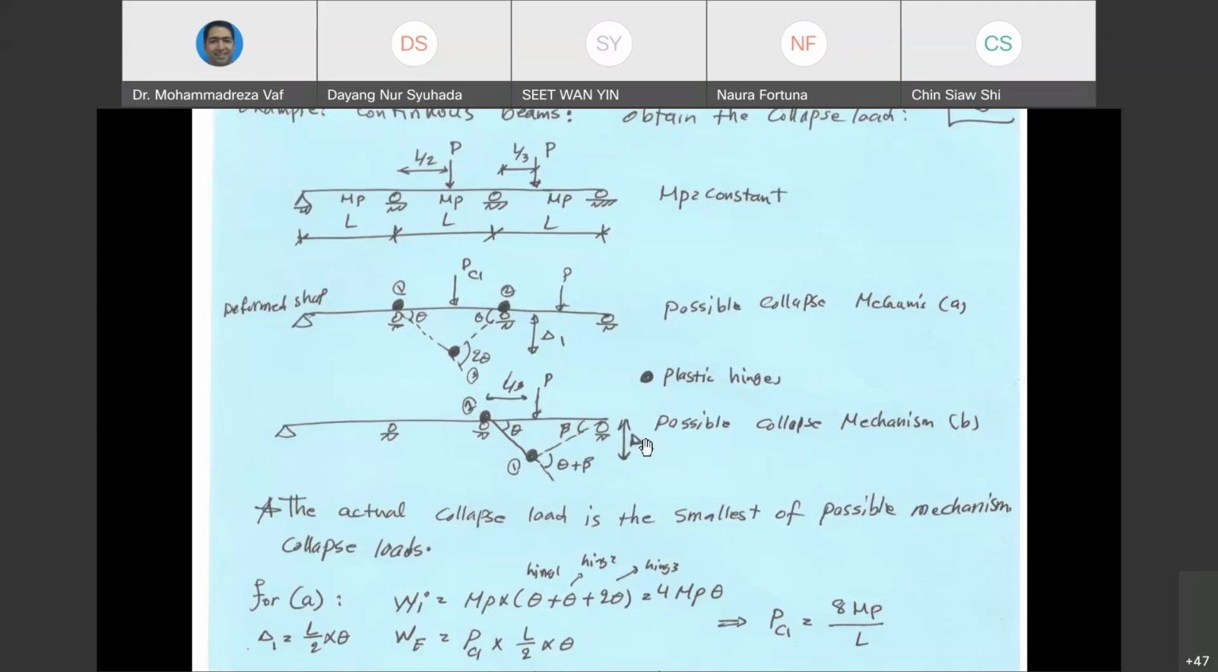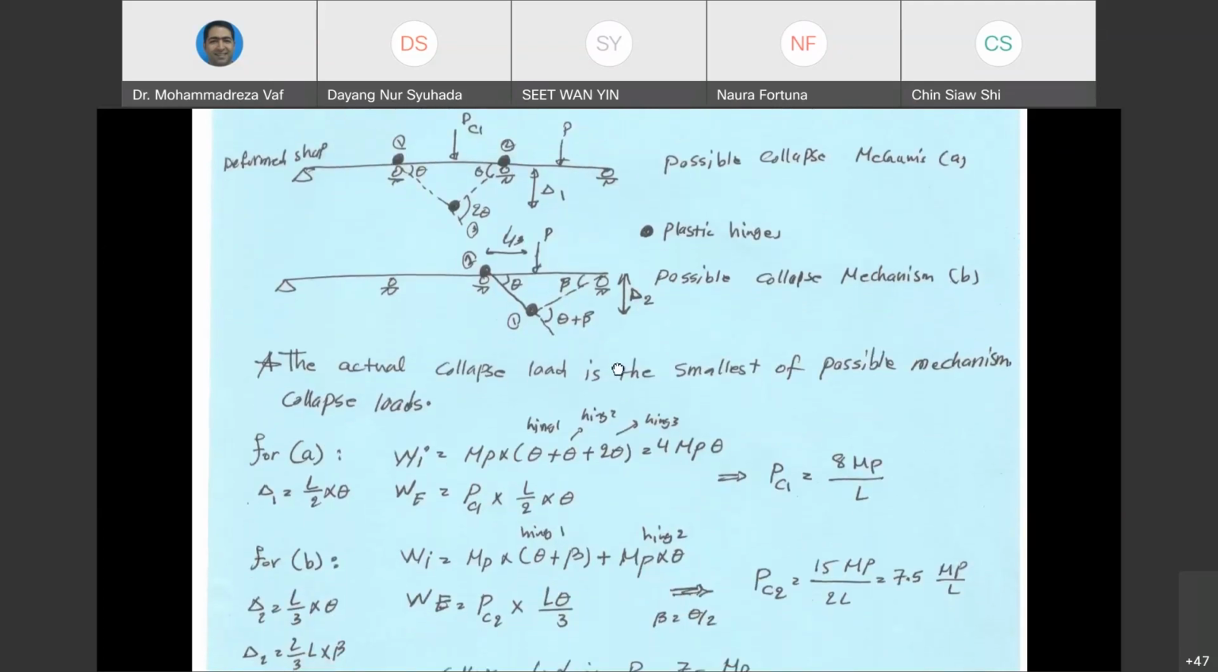And you can easily calculate this delta based on theta and based on beta, because this one is L over 3. L over 3 multiplied by theta equals delta. And 2L over 3 multiplied by beta equals delta. So we can easily calculate theta based on beta. So they can be easily converted to each other mathematically. So this is what we have done.